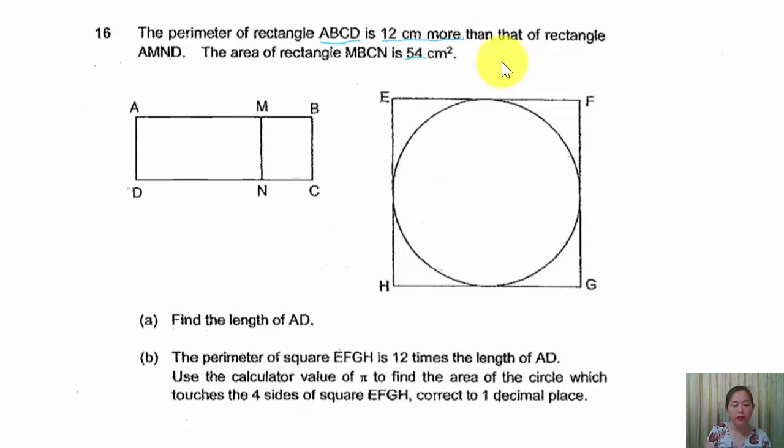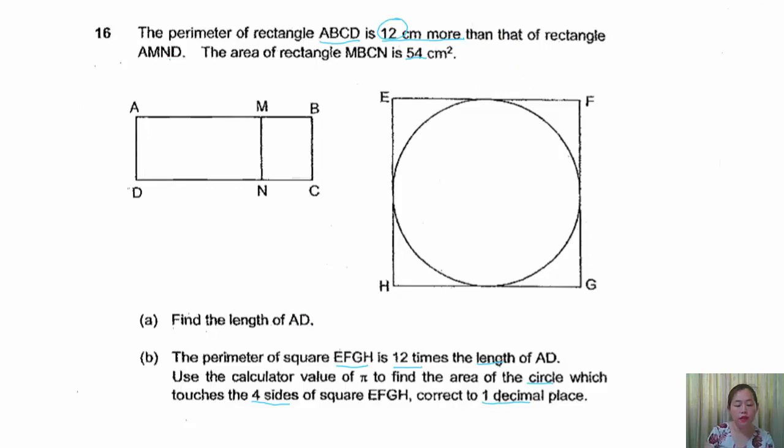A. Find the length of AD. B. The perimeter of square EFGH is 12 times the length of AD. Use the calculator value of pi to find the area of the circle which touches the four sides of square EFGH, correct to one decimal place.